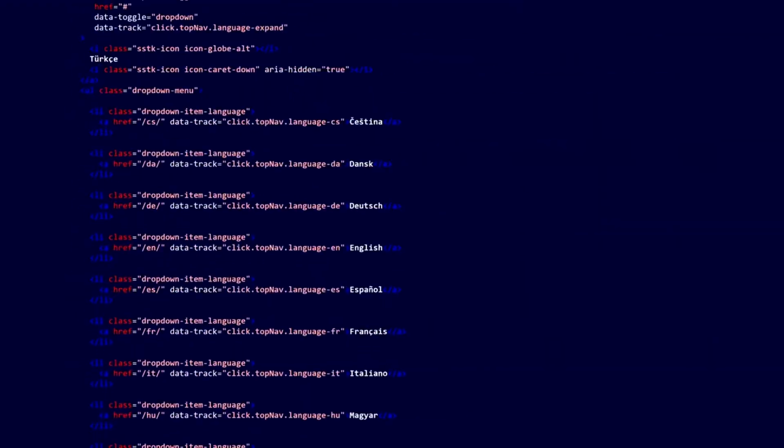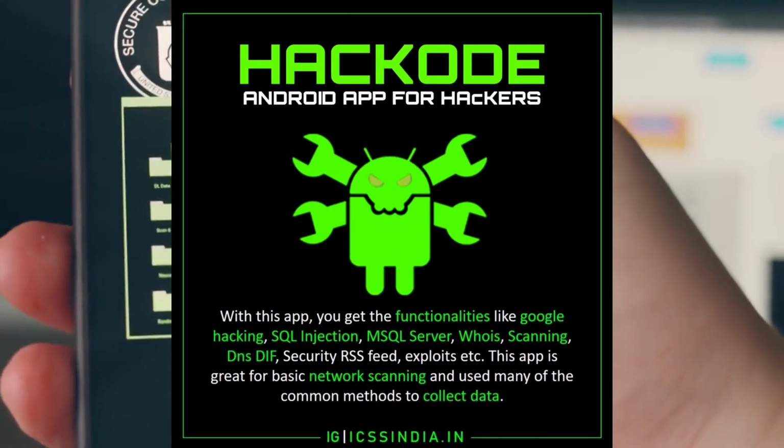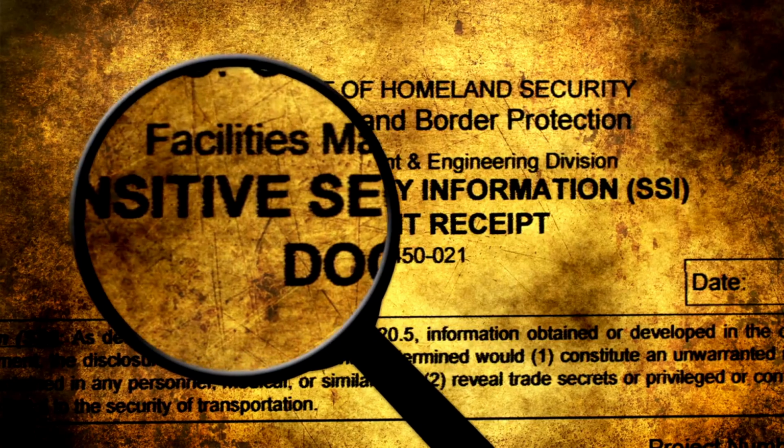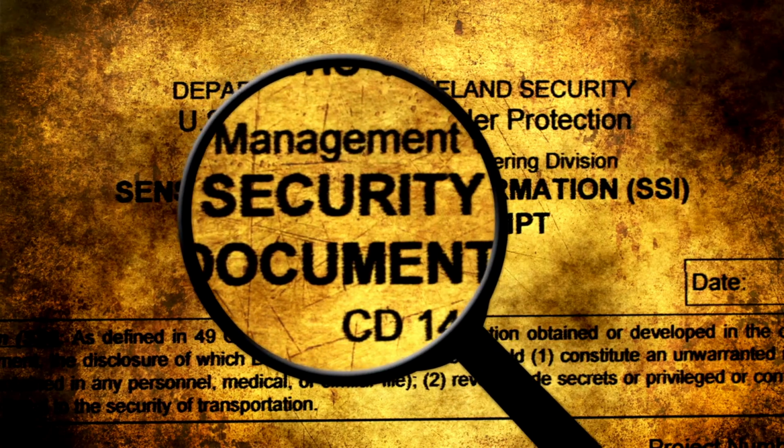Number 11, Hode. This app is a collection of tools for ethical hackers, including reconnaissance, scanning, and security feed tools. It even includes Google Dorks, which can be used to find sensitive information indexed by search engines.